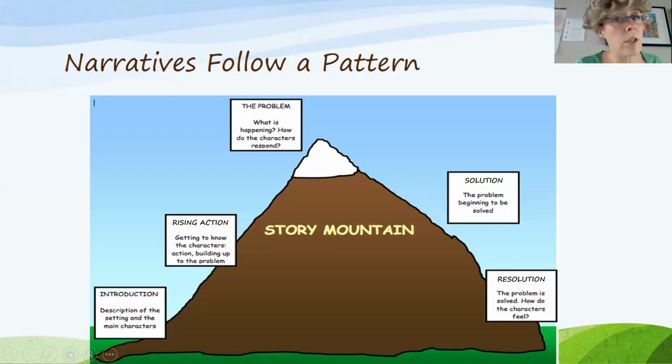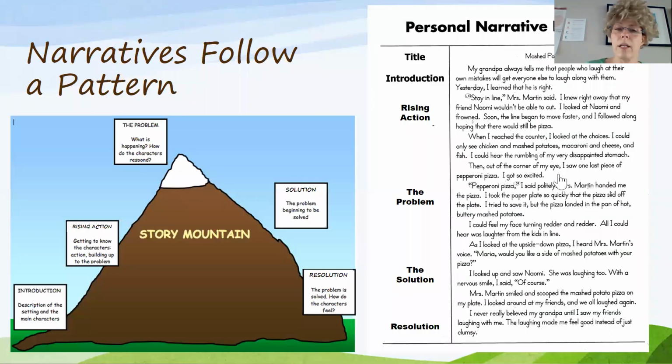And sometimes problems are good. Sometimes they're bad. Sometimes the solution is not so good. There might be a little twist in the story. Sometimes it's not what you think. And then there's the resolution. What did they learn? How did they come to fix it? So the problem has been solved. How did they feel about it? Did they learn anything?